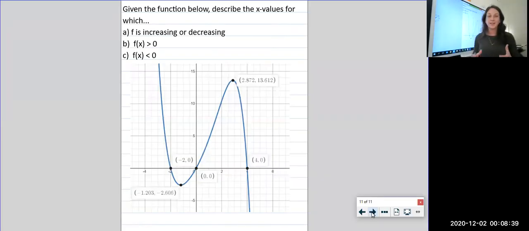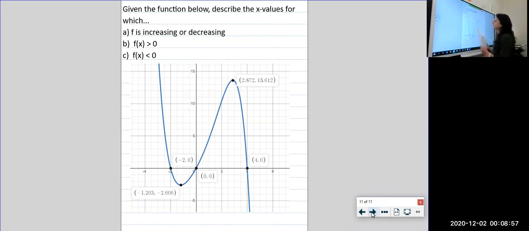All right, the reason I threw all that chaos at you in the previous video was because this is what you will be assessed at. This is the level at which I need you to perform. Describing the x values where the function is increasing or decreasing, and when the function is positive or negative.